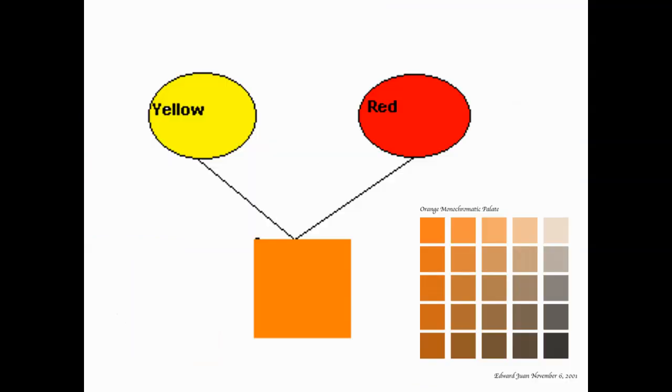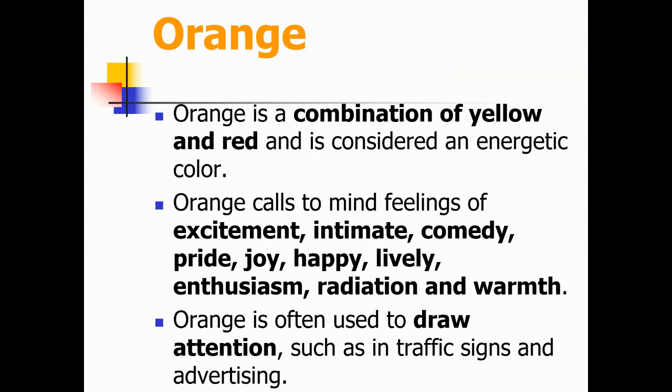Now, combining pigments can often combine the emotional impact it has on the viewer. So combining the yellow pigment and the red pigment, we get orange. It's an energetic color like yellow, but it has some of the emotions of red. It produces feelings of excitement, joy, happiness. It radiates warmth and enthusiasm. It's often the color used for traffic signals.